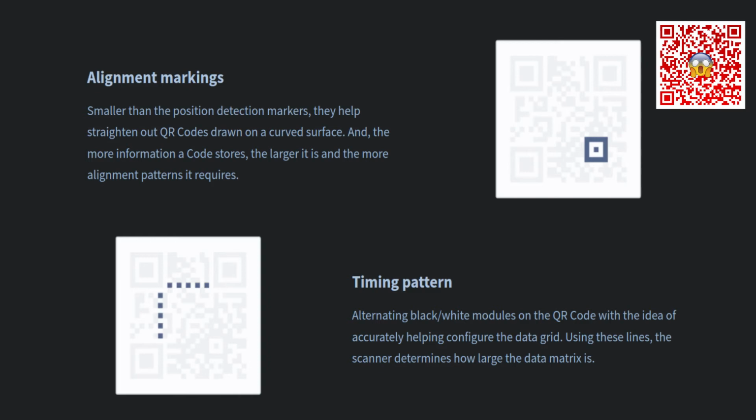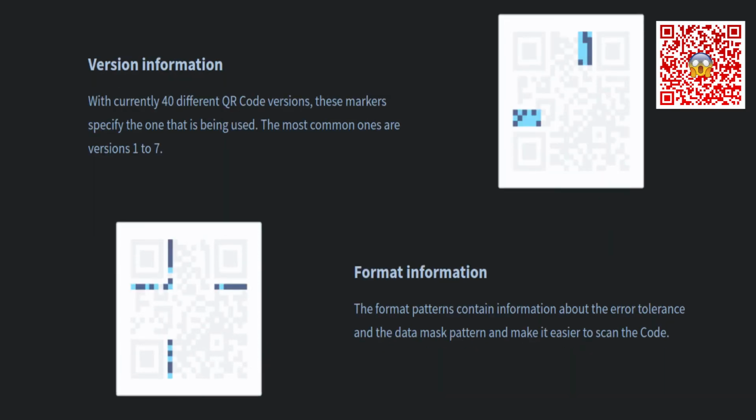Timing pattern. Alternating black-white modules on the QR code with the idea of accurately helping configure the data grid. Using these lines, the scanner determines how large the data matrix is. Version information. With currently 40 different QR code versions, these markers specify the one that is being used. The most common ones are version 1 to 7. Format information. The format pattern contains the information about the error tolerance and the data mask pattern and makes it easier to scan the code.